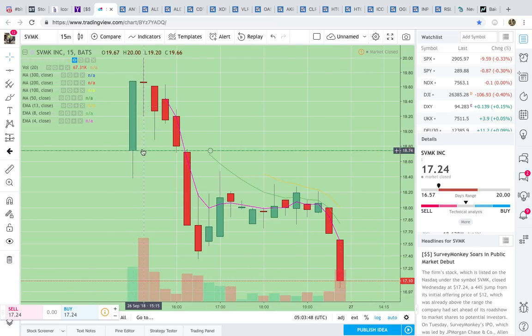So yeah, it opened up here at 18.74 and it ran all the way up to $20, but they drove it all the way down to the low. So it didn't look like that successful of an IPO to me, the way they drove it down all through the trading day. So how do you play this?